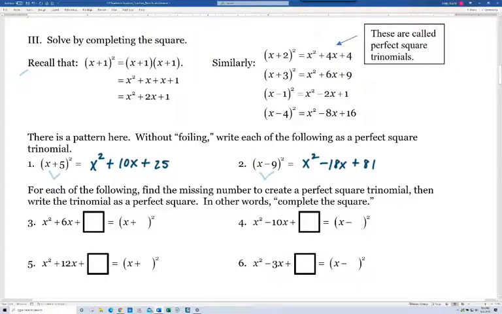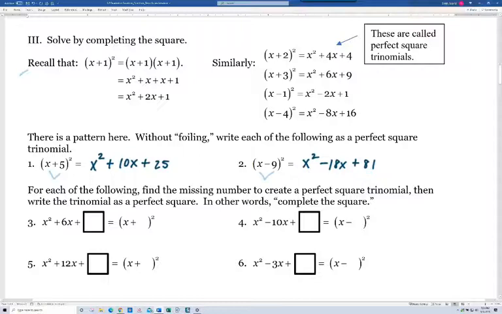And by the way, it's good to be able to go both directions. We went from here to here, but you should also be able to go the other direction. There's a nice pattern there. You can see that going from 81 to 9, 9 squared is 81. Of course, x squared is x times itself. And if you have this middle term, half of the negative 18 is going to be your number here. All right, so let's go ahead and move on here.